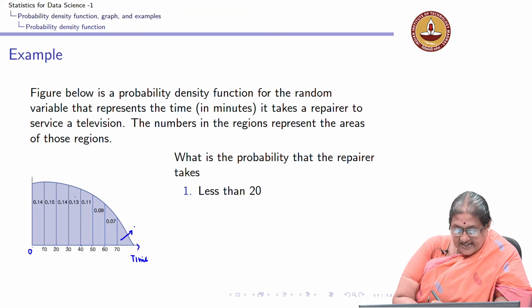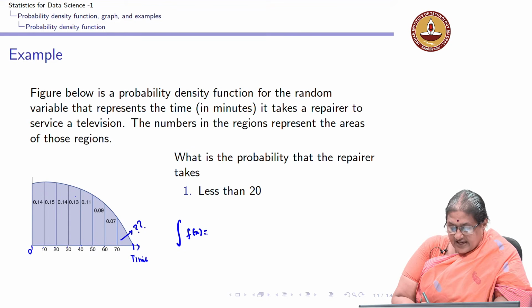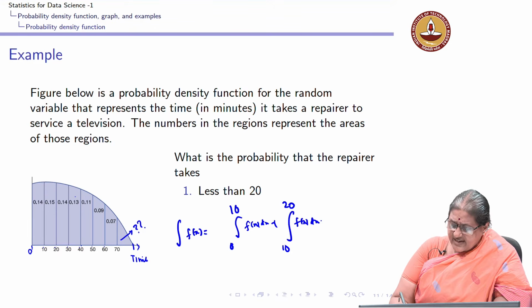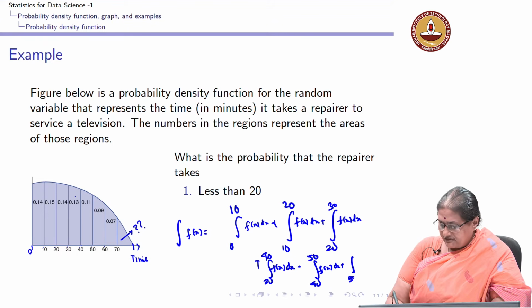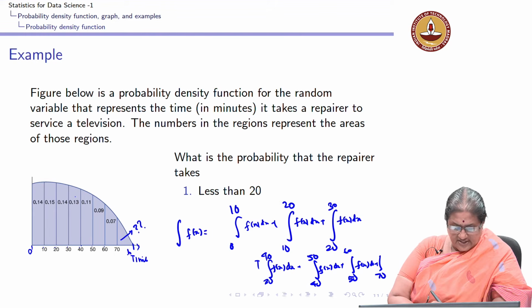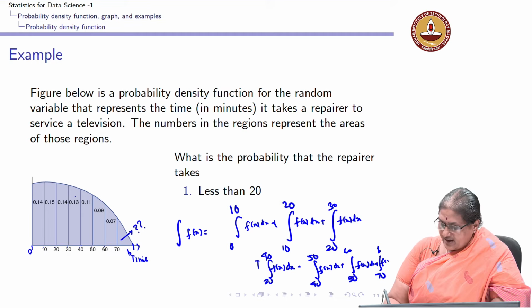So, I would leave it as an exercise to compute what is the area here. The hint is: the integral of this entire curve is equal to the integral from 0 to 10 of f(x) dx, plus the integral from 10 to 20, plus 20 to 30 of f(x) dx, plus 30 to 40 of f(x) dx, plus 40 to 50 of f(x) dx, plus 50 to 60 of f(x) dx, plus 70 to, I do not know what this is, let it be b, 70 to b of f(x) dx.